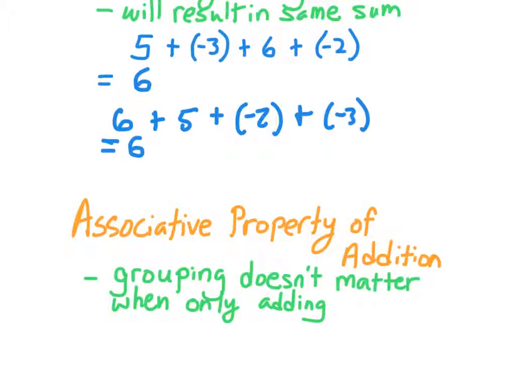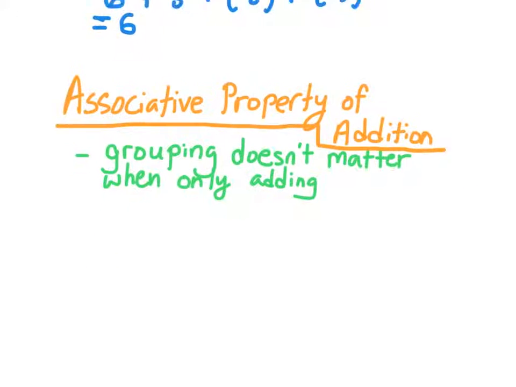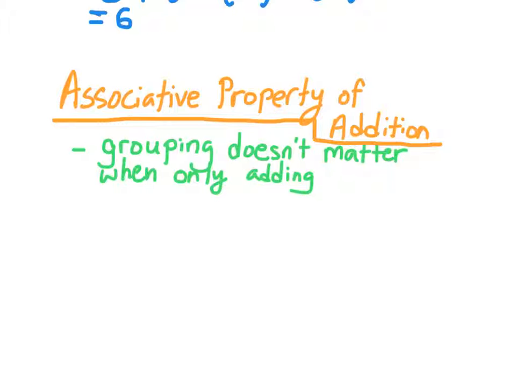Now, before we go on to do the other version of the commutative property, we're going to talk about the associative property of addition. First of all, let's think about what the word associate means. That means to get together with other people. If I associate with my friends, that means I get together with them, I group with them. So whereas the first property is about changing the order, this property is about changing the grouping. So grouping doesn't matter when only adding.